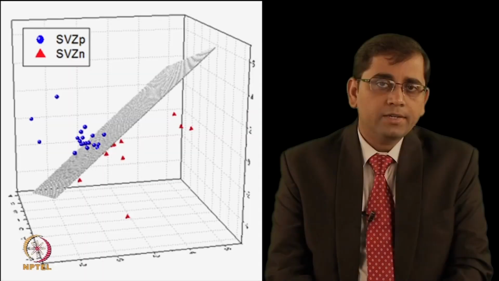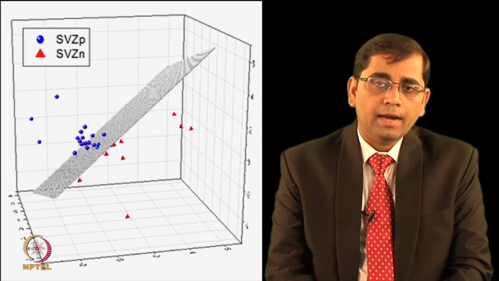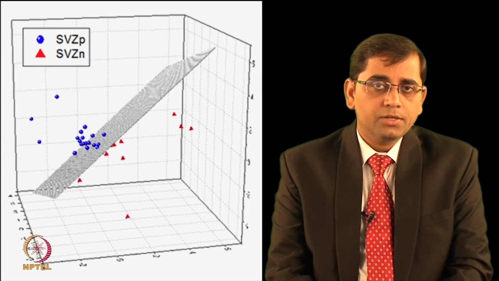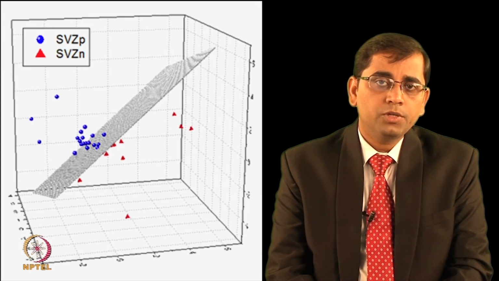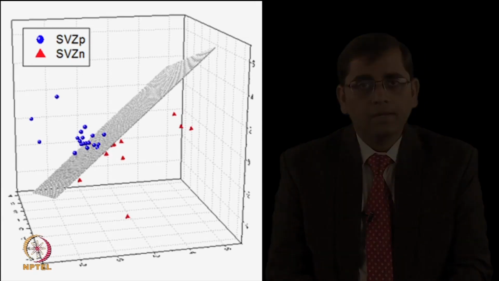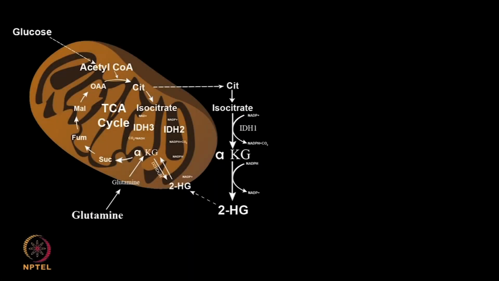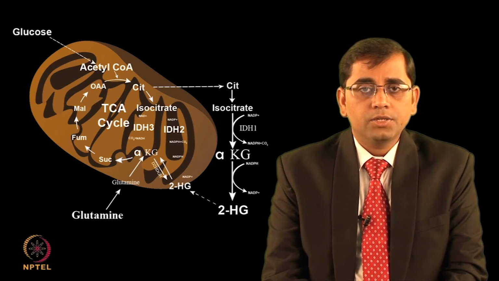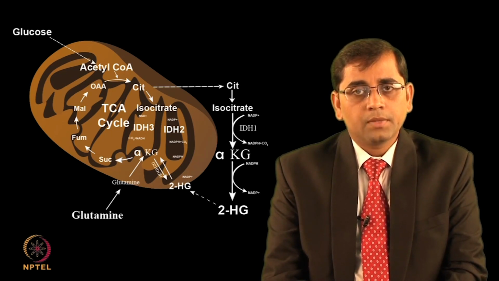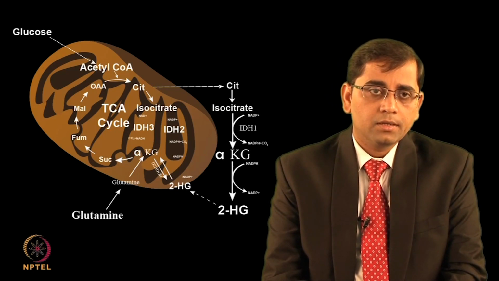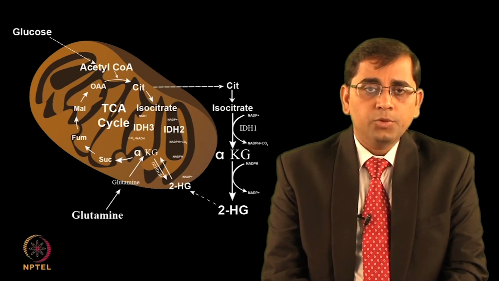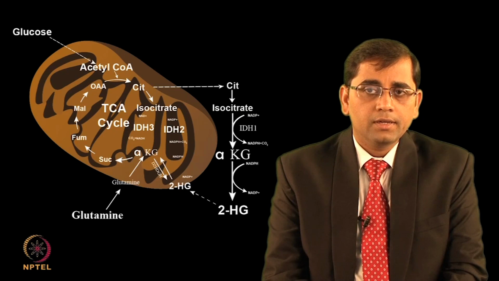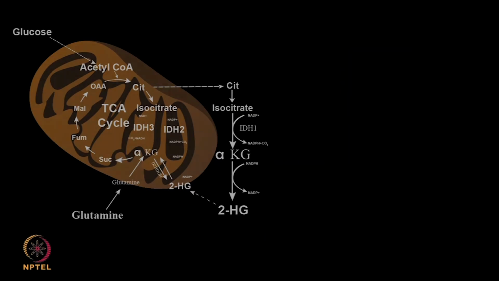Using similar data analysis strategies, the investigators here identified protein NEDD9, a protein which is involved in cell migration, as one of the differentiating proteins for SVZ positive versus SVZ negative. Mutations in a gene called isocitrate dehydrogenase, IDH, are also associated with better prognosis in glioma patients. So, patients with IDH1 mutation or IDH positive show better prognosis than those with IDH1 wild type gene.